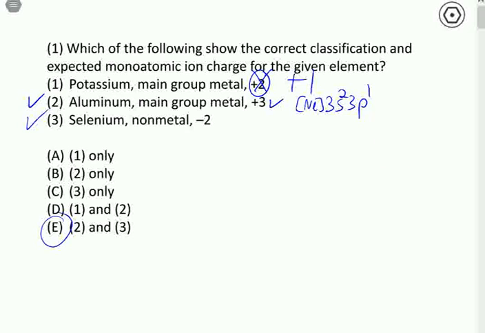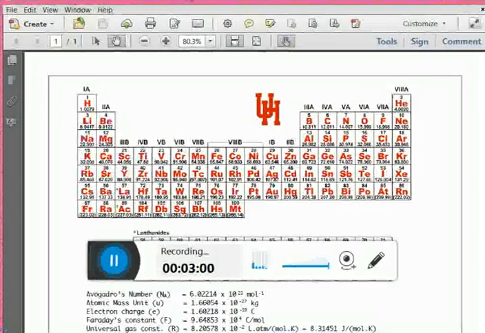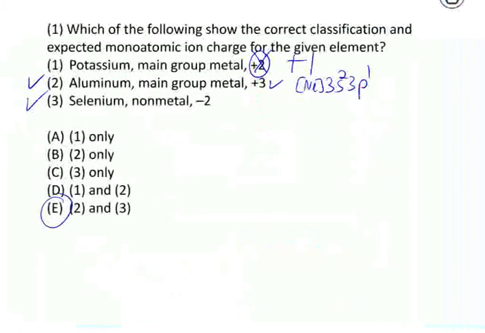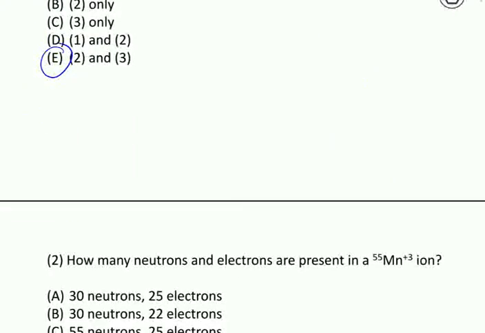There will be questions on the test about classifying elements, nonmetals, metals, transition metals, all that good stuff, and being able to predict the charges of ions is important as well, both by itself and also for the nomenclature of ionic compounds. Let me change this a little bit. Okay. Any questions on that one? All right, pretty straightforward. Let's move to number 2 then.